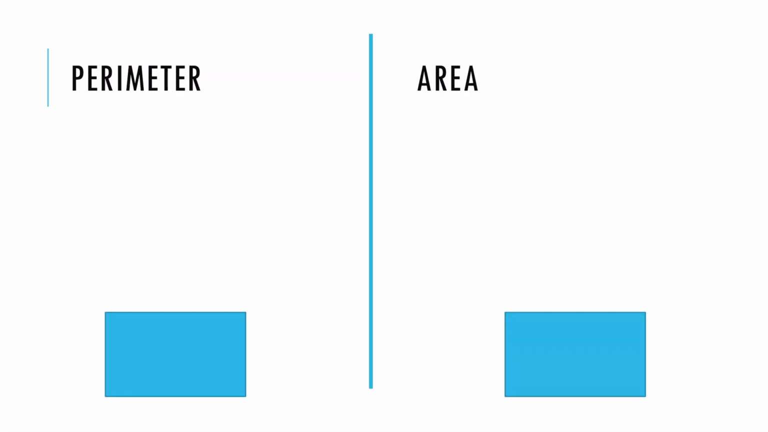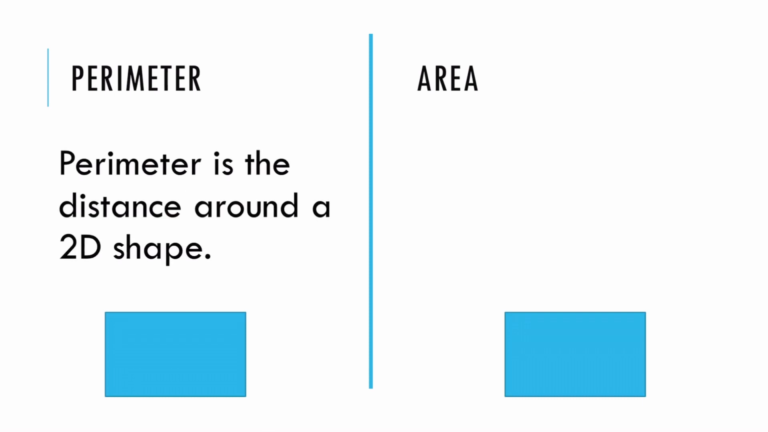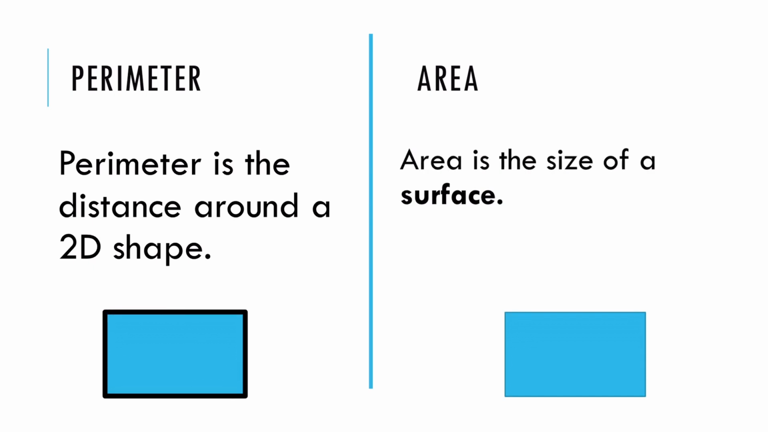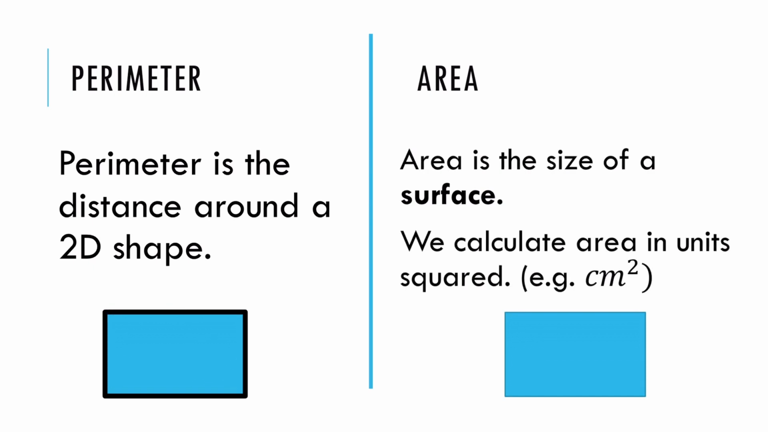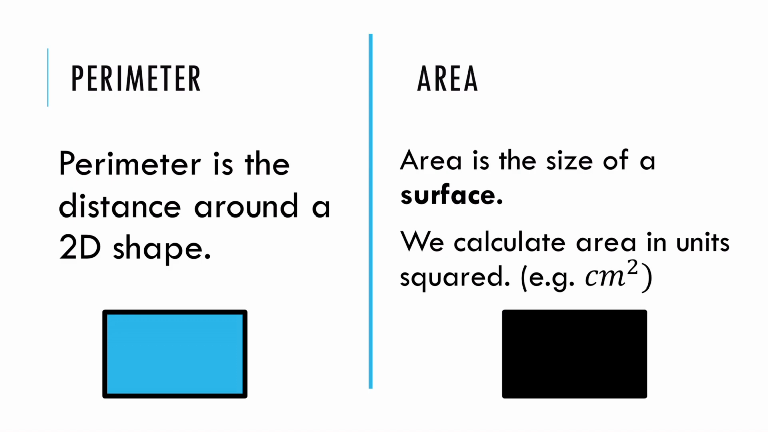So just a reminder, perimeter is the distance around a 2D shape, like so, and area is the size of a surface, okay? We need to remember that we calculate area in units squared, okay? So for example, centimetres squared.